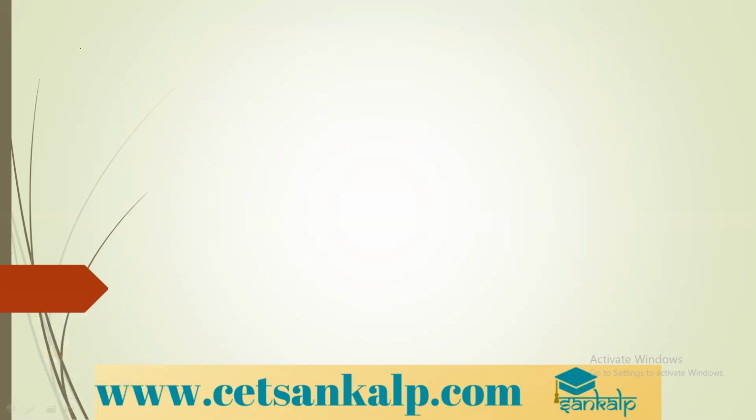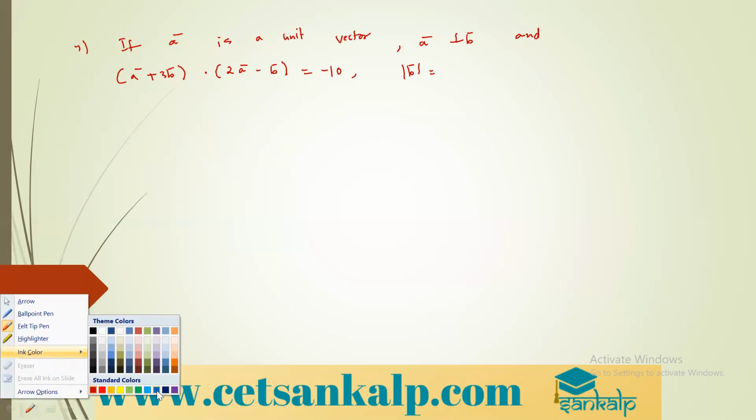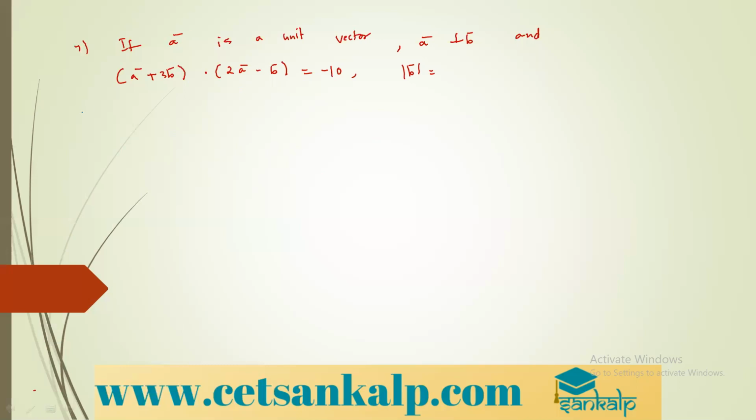Next is question number 7. If A is a unit vector, A is perpendicular to B, and A plus 3B dot 2A minus B equal to minus 10, then you have to find the magnitude of B. So using the information which is given, we will try to get the answer.